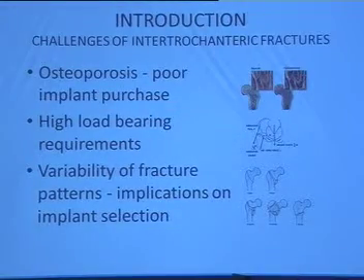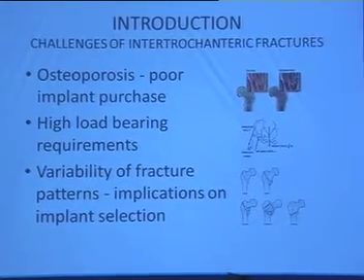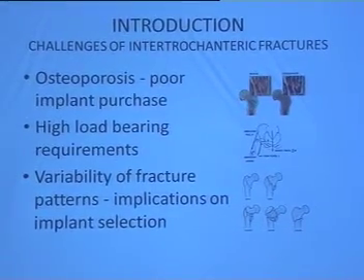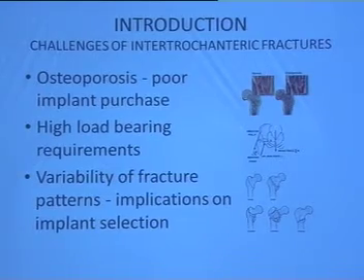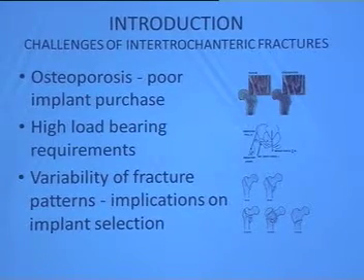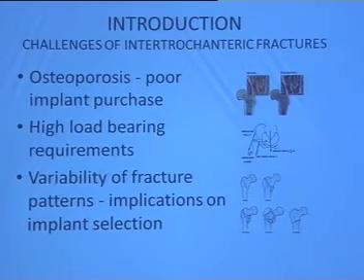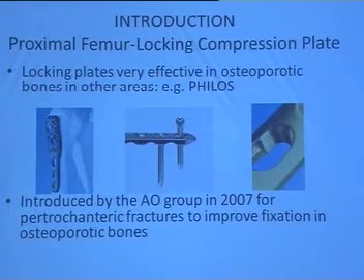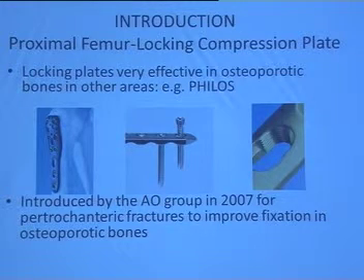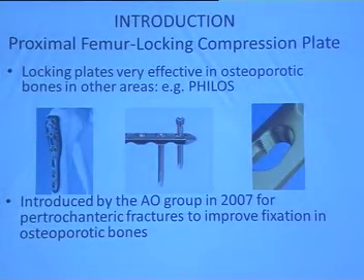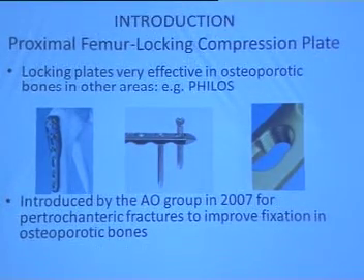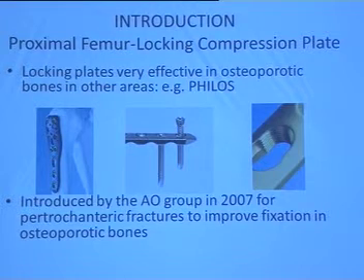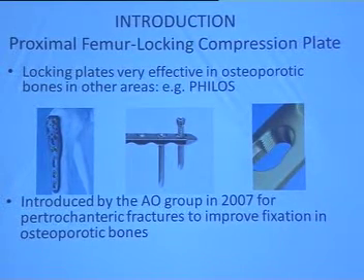As we all know, intertrochanteric fractures can be quite challenging because of osteoporosis, which is associated with poor implant purchase, the high load-bearing requirements in the region, and the variability of the fracture pattern, which has implications on the selection of implants. As we all know, locking plates in other regions of osteoporosis have shown good results, like the Philos plate of the proximal humerus. For this purpose, the same concept was applied to the proximal femur by the AO group in 2007 when they launched locking plates for improved fixation in osteoporotic bones around the trochanteric region.